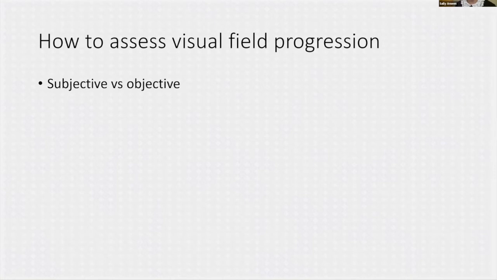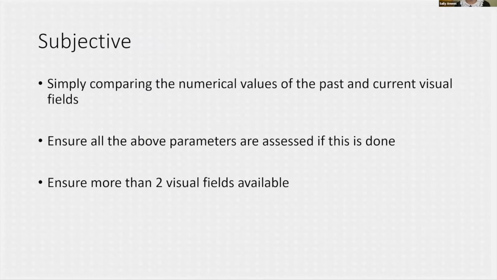You've got the subjective versus objective. As subjective suggests, simply you have the values and probably 2 printouts of the visual fields next to each other. And you look at the numerical values and then you compare them and see if there's any progression.